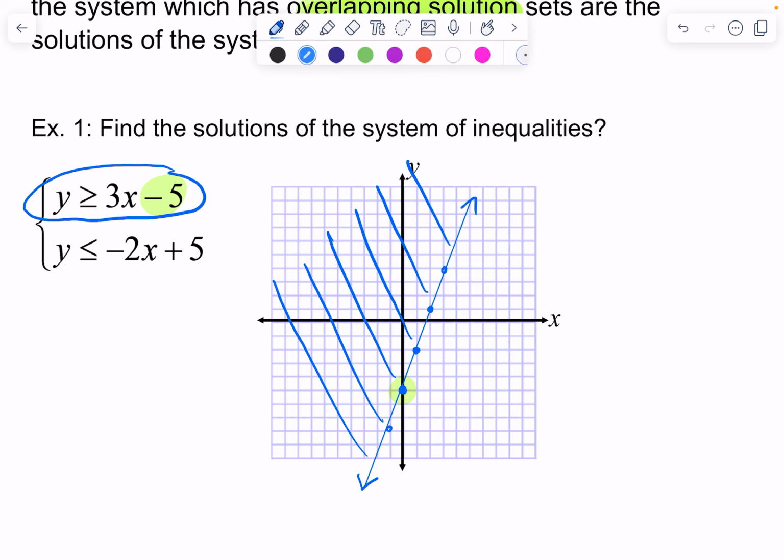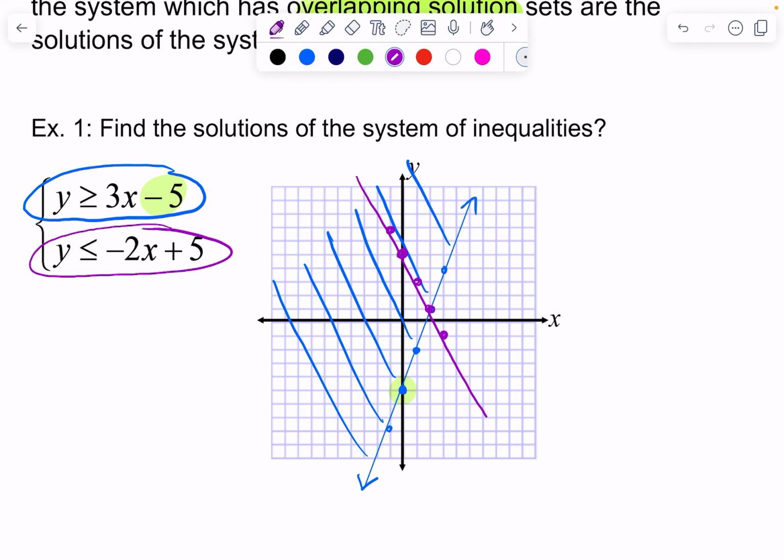And then we'll go ahead and change colors and go to purple here for the second inequality. My y-intercept is 5, and my slope here is down 1, 2, 1 to the right, down 1, 2, 1 to the right. Let's go backwards, up 1, 2, 1 to the left. This is a solid line, and it is less than or equal to. So using the same logic, my y-intercept is 5, but I'm looking for y values that are less than, so I'm going to shade below it.